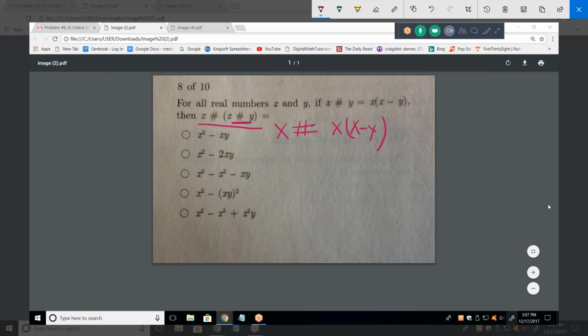Can you indicate left side and right side by different colors or something? There's the left side, there's the right side. That's what I mean. That's the formula. Whatever's on the left side of the pound is going to go in right there and right there. So let's use some numbers. If I said 2 pound 3, then it would be 2 times 2 minus 3. That's what that would mean.